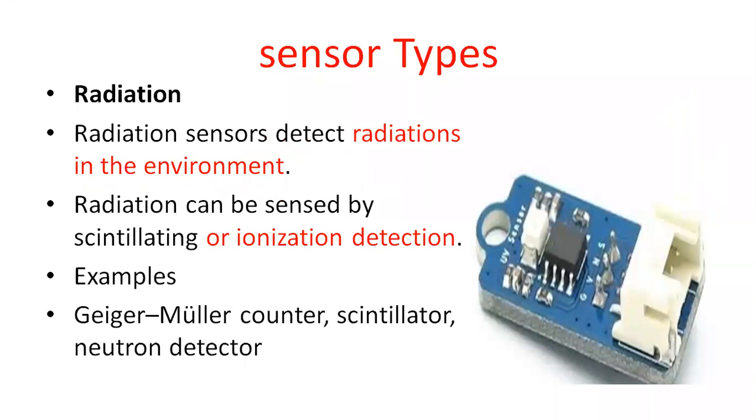Radiation sensor. A radiation sensor detects the radiation in an environment. If a high level of radiation is present, in particular cases you use a radiation sensor, which can sense it through some detection. These are different examples of sensors.